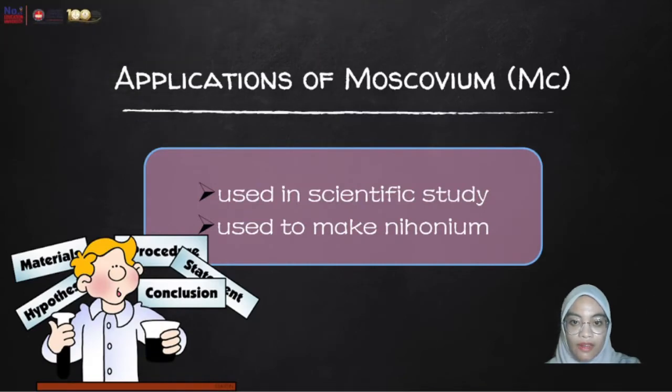Lastly is application of moscovium. Moscovium is used in scientific study and used to make nihonium. Nihonium is from group 13.